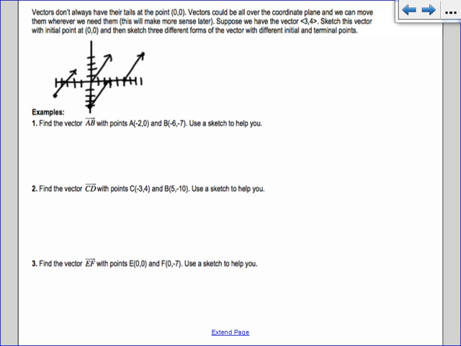All right, so it says find the vector AB with the points -2, 0, and -6, -7. So we're going to use a sketch and we're going to try to find the most simplified form of the vector AB. Okay, so if I start at -2, 0, that's my A, and then I go to B is -6, -7.